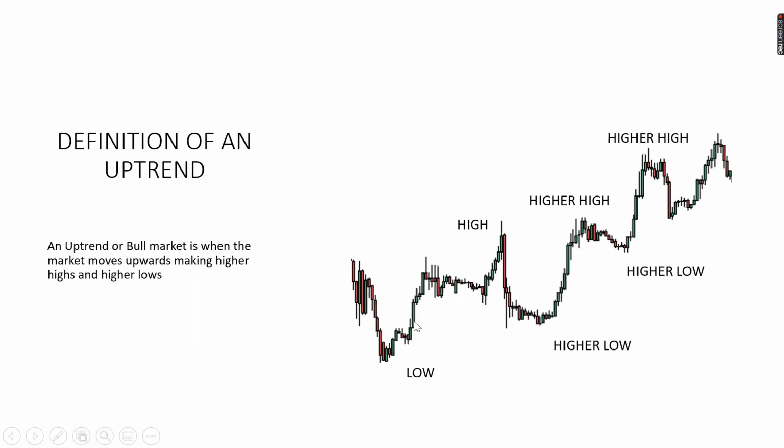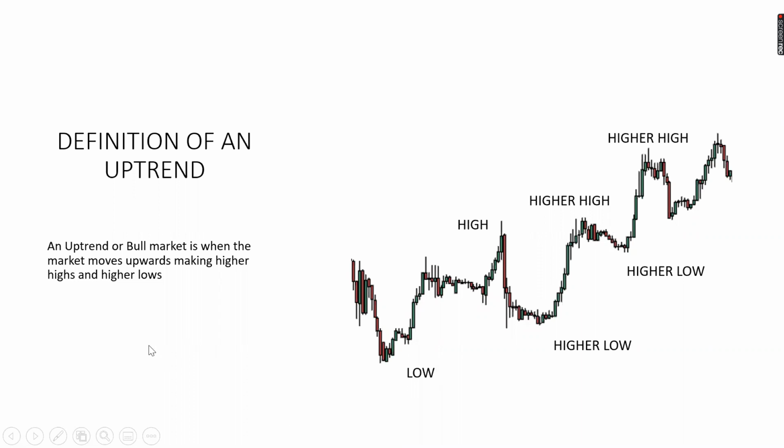So this is an uptrend. Low, high, higher low, higher high, higher low, higher high, and so on and so on. This will be a higher low. This will be now a higher high. That's when you know you are in an uptrend. Okay? That's when you know you are in an uptrend.